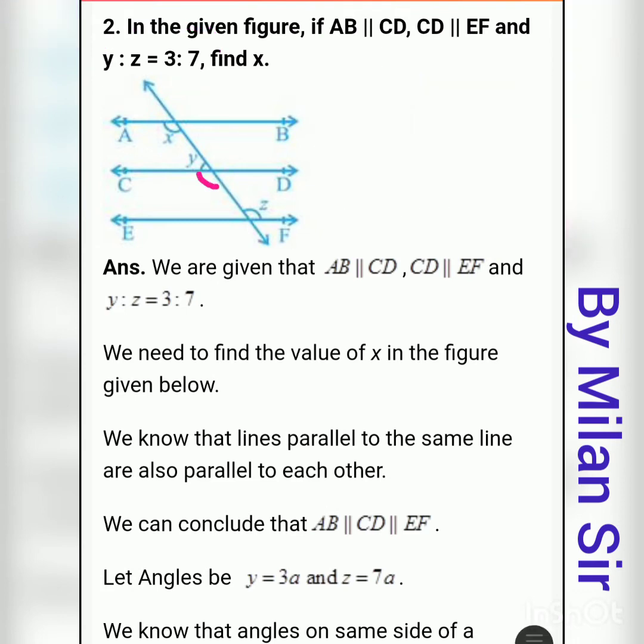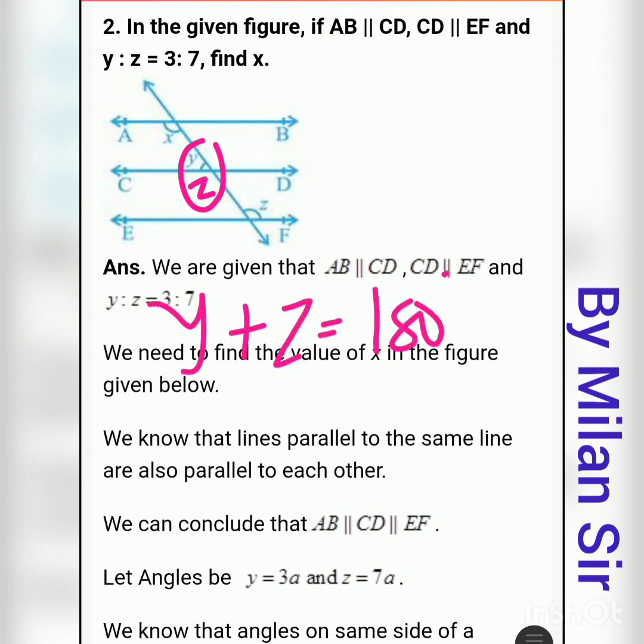Now if we look at these two angles, y and z, together they form one line. So y and z are both linear pair of angles. Here we have the value z, and if we add these two angles, together they form one line. It means y plus z is equal to 180 degrees. Linear pairs of angles are supplementary, that means their sum is 180 degrees.